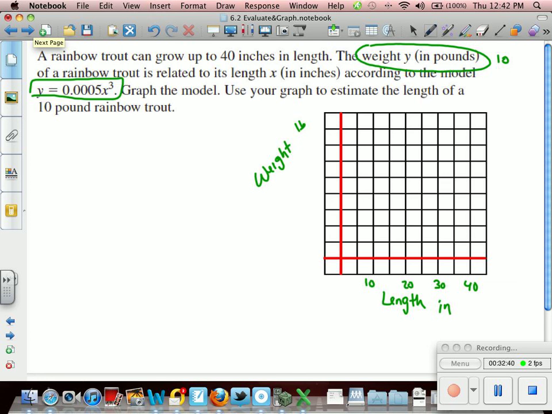And then on my weight, I'm wanting to get at least to 10 pounds. So I'm going to wait and see what my scale is when I do my table of values. But I'm probably thinking 5s or 10s on that also. So I've got my X value, I've got my Y values, and I'm going to use my calculator because I have it. If not, I'd pick values of X, substitute it into the X, put it into my equation, and solve for Y.